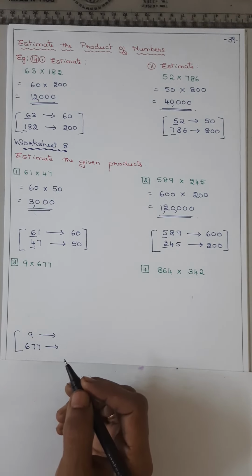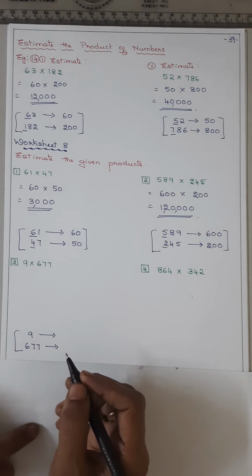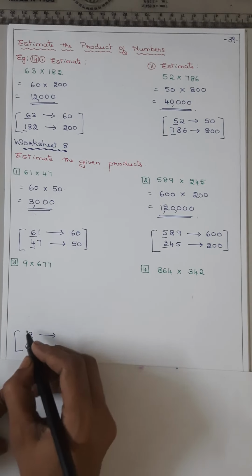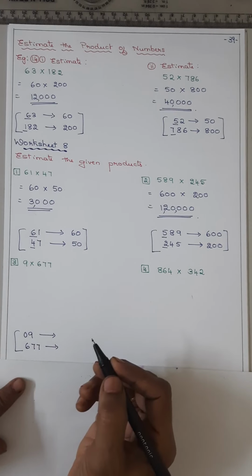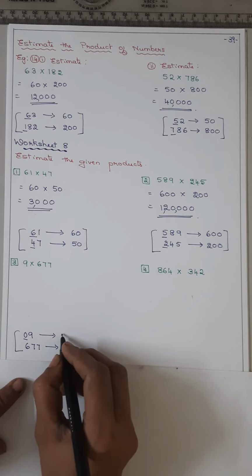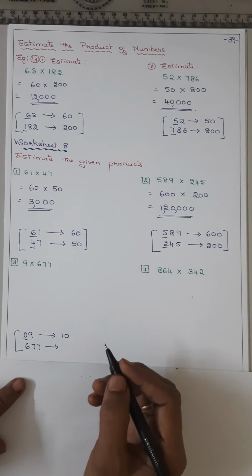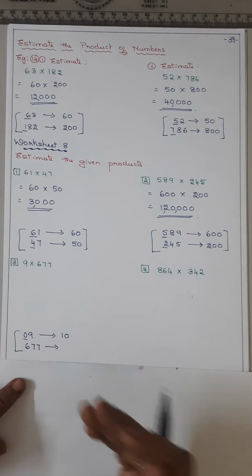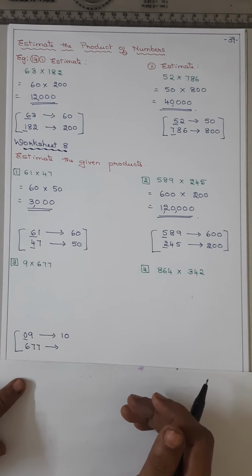You have to round off to tens. So 9 बड़ा है मतलब 09 है ना, 9 का मतलब. So 9 बड़ा है तो ये बनेगा 10. 9 is near to 10, that is why it is rounded off to 10.